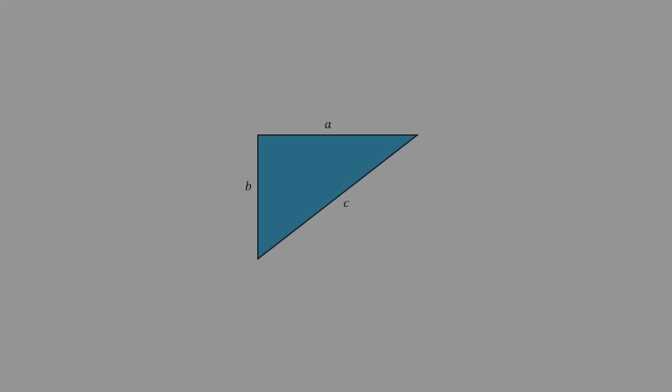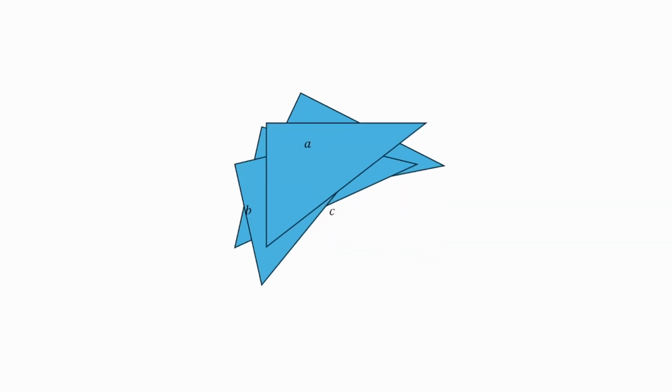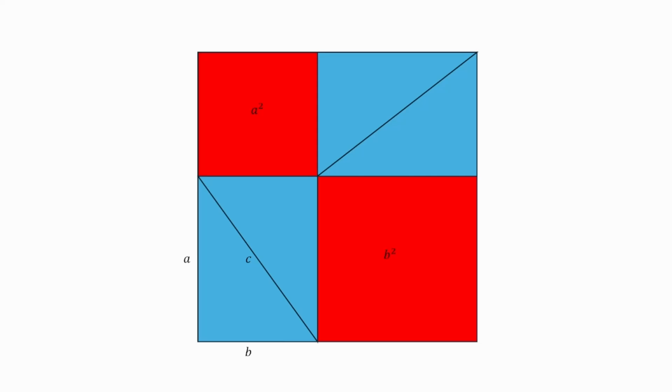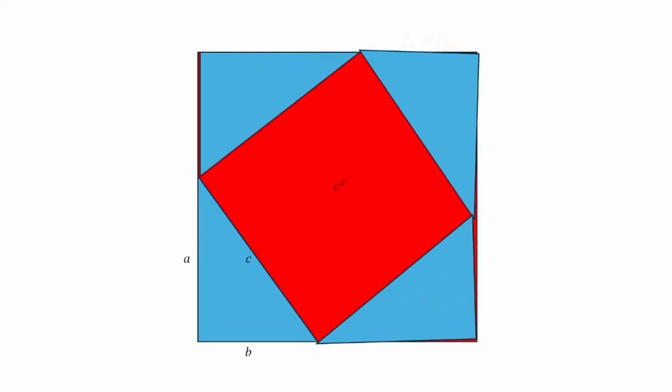Let's rerun the slideshow. Our 4 triangles turn into a square with the 2 areas labelled, and then they turn into a different square with the 1 area labelled. And that's a demonstration of Pythagoras in PowerPoint.